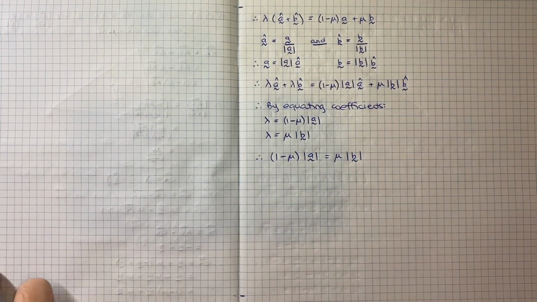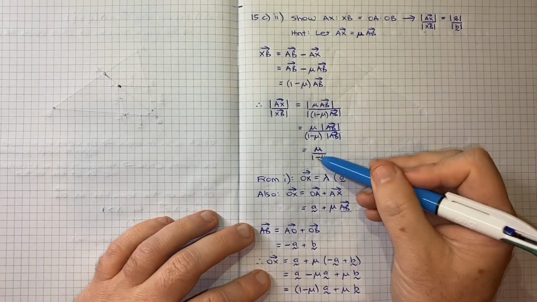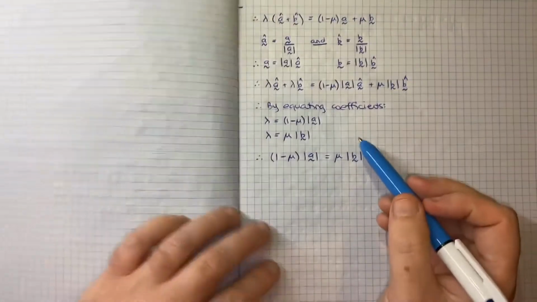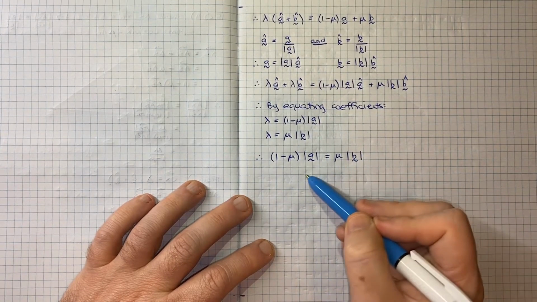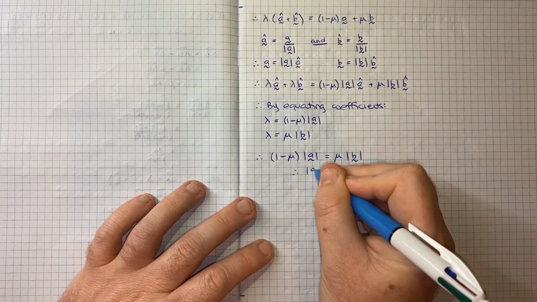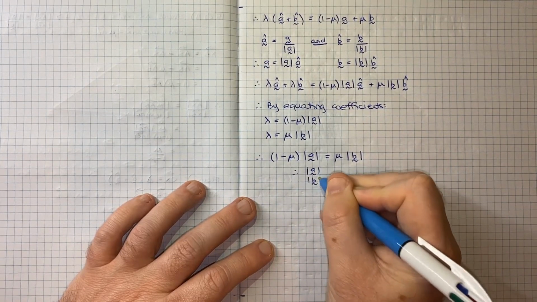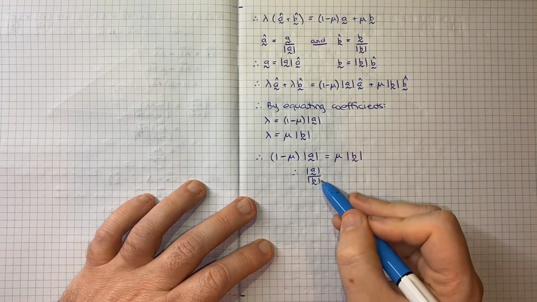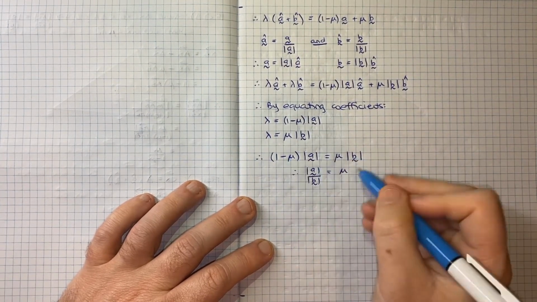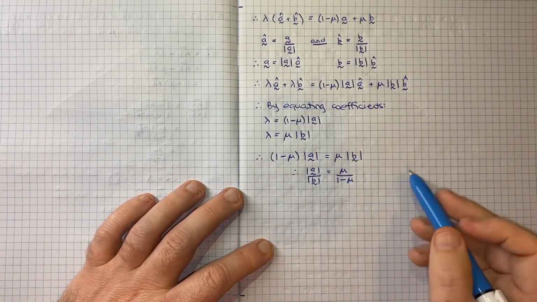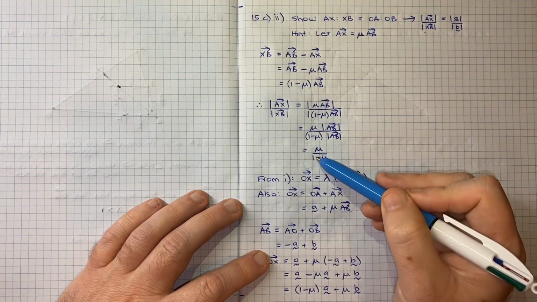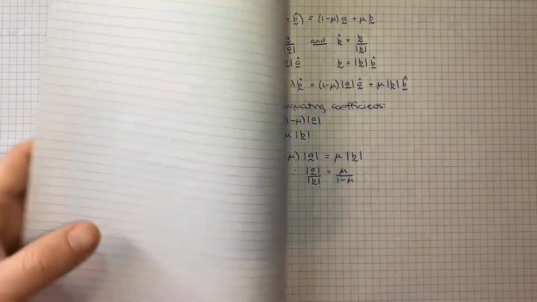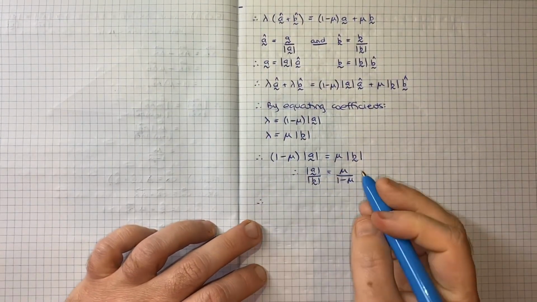And noting that we're trying to find something in terms of mu on 1 minus mu, it makes sense to bring the 1 minus mu over here and bring the magnitude of b vector over here. So therefore we can say the magnitude of a vector on the magnitude of b vector, so bringing that down, will be equal to mu, and then bring the 1 minus mu over. And that's what we wanted to show. We wanted to show that the magnitude of a vector on magnitude of b vector is also equal to mu on 1 minus mu.